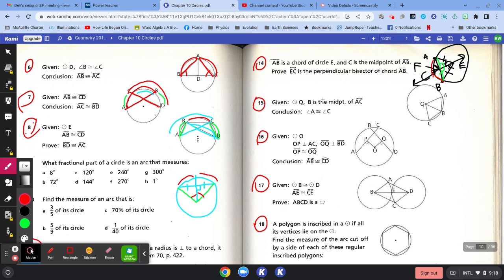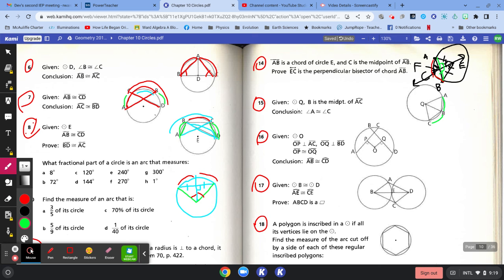Number 15, we are given circle Q, and B is the midpoint of arc AC. We need to prove that angle A is congruent to angle C. So we know B is a midpoint to the arc, which means that this arc here, AB, is congruent to arc BC. So think about what you could do to prove that angle A and angle C are congruent. That's what we want to figure out.